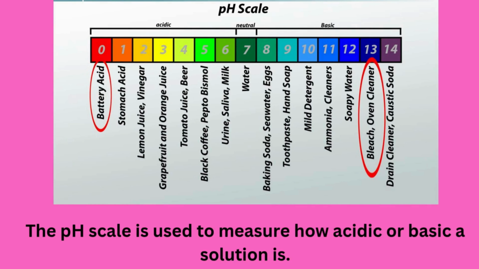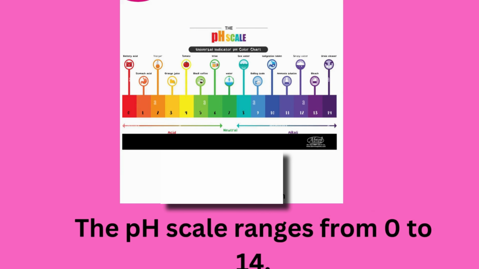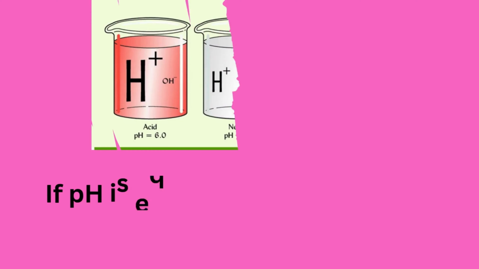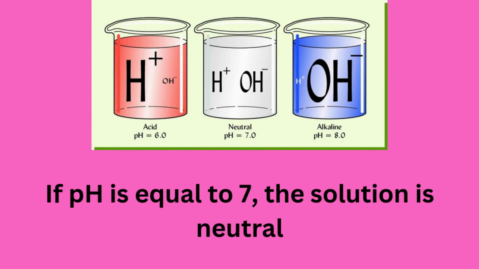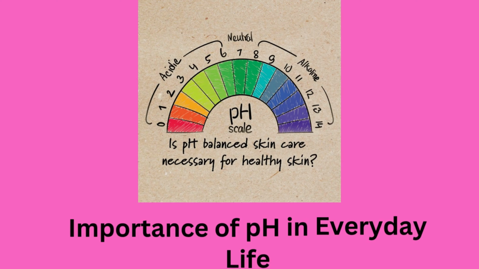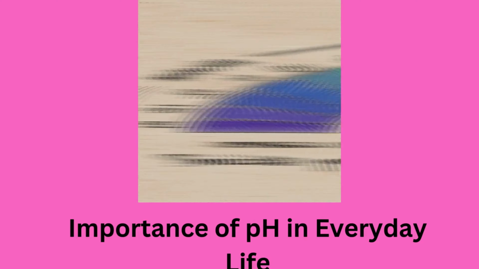pH scale. The pH scale is used to measure how acidic or basic a solution is. The pH scale ranges from 0 to 14. If pH is less than 7, the solution is acidic. If pH is equal to 7, the solution is neutral. If pH is more than 7, the solution is basic. Importance of pH in everyday life.